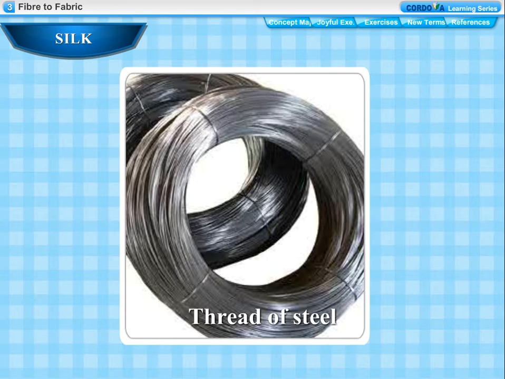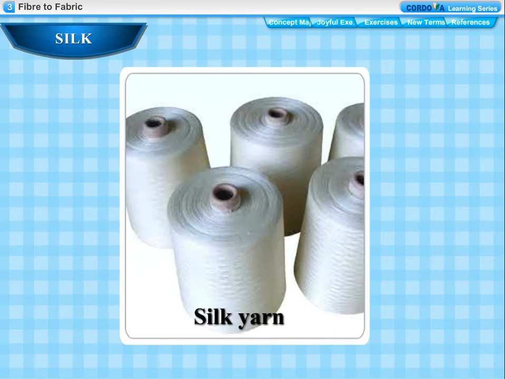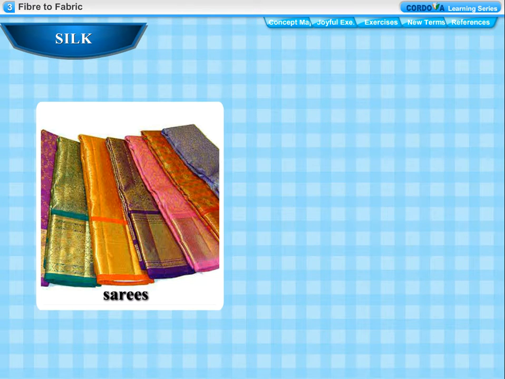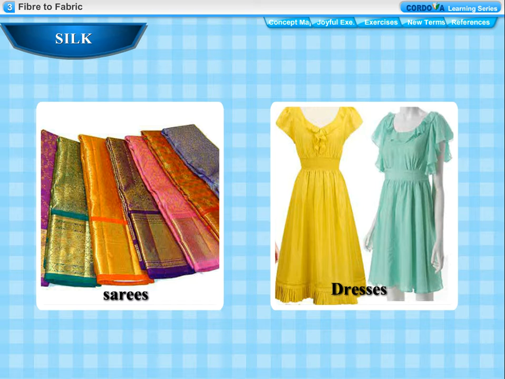Silk fibers are converted into silk yarn, which is used for making silk cloth. This silk cloth is then used for making saris and other dresses. The rearing of silkworms for obtaining silk is called sericulture.